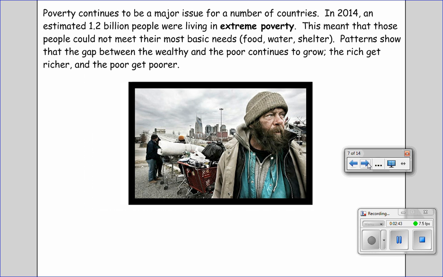Poverty continues to be a major issue for a number of countries. In 2014, an estimated 1.2 billion people were living in extreme poverty. This meant that those people could not meet their most basic needs: food, water, and shelter. Patterns show that the gap between the wealthy and the poor countries continues to grow. The rich get richer, and the poor get poorer.